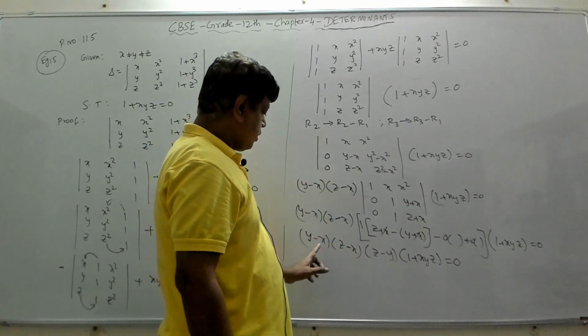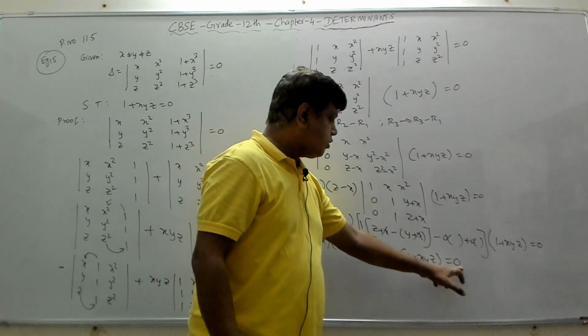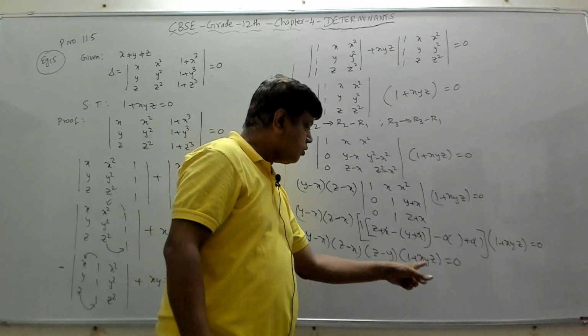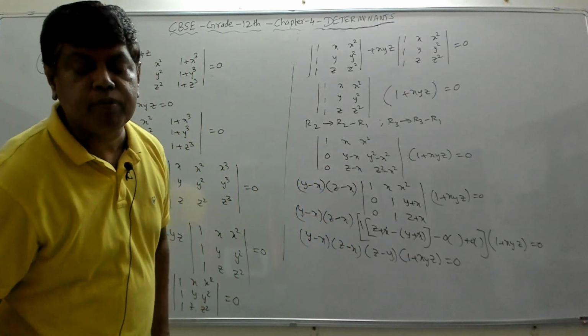The product is of 4 numbers. 1, 2, 3, 4 numbers. Product of 4 numbers is 0, but 3 of them are not equal to 0. This is not equal to 0, this is not equal to 0, this is not equal to 0. Therefore, this has to be equal to 0. Only then the final product will become 0.